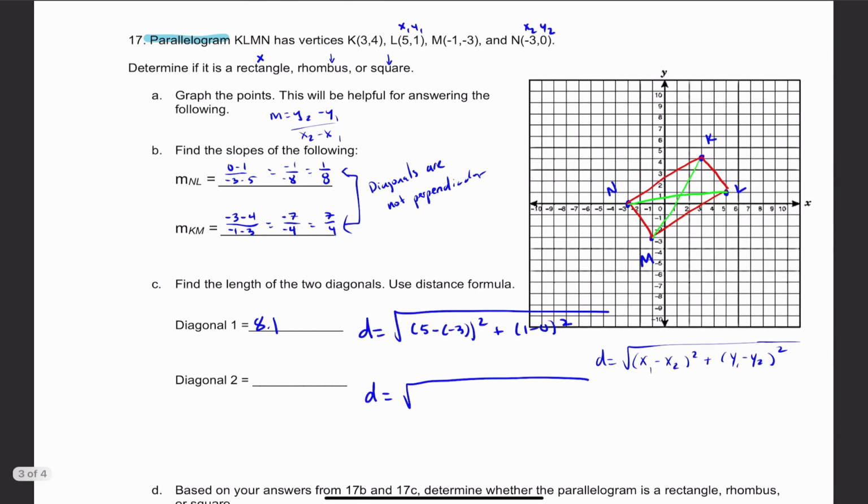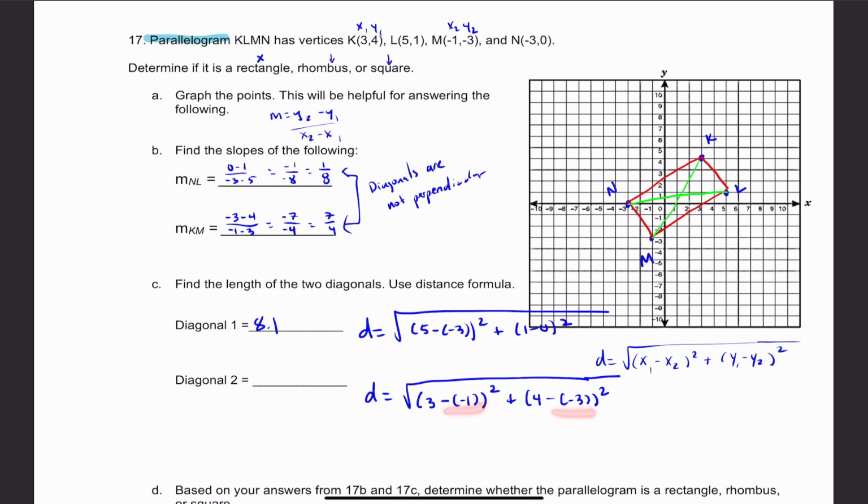of the other diagonal, which is KM. So here is X sub 1, Y sub 1, and then X sub 2, Y sub 2. So then you get 3 minus negative 1, the quantity squared, plus 4 minus negative 3, the quantity squared. Okay, so just make sure that, remember, when you're replacing a variable, you put those parentheses, especially if the variable is after the minus sign, just like I have over here.